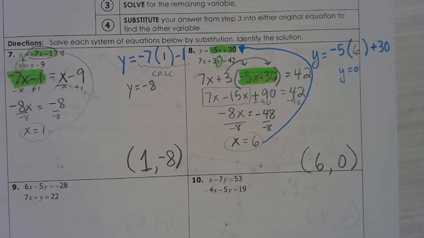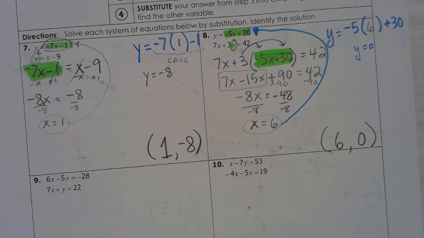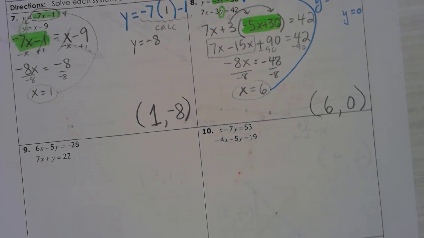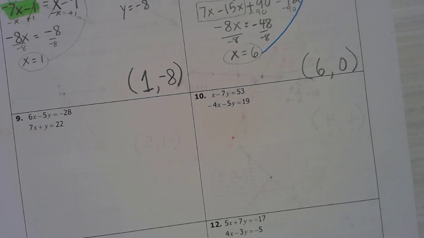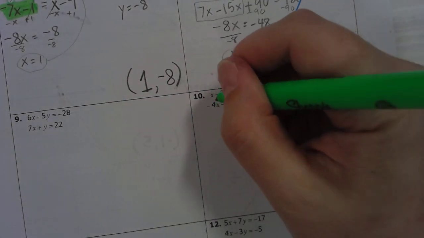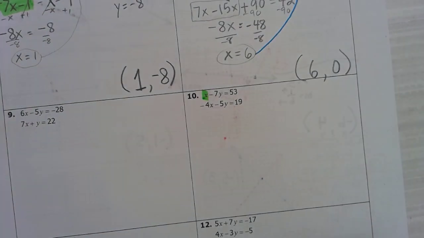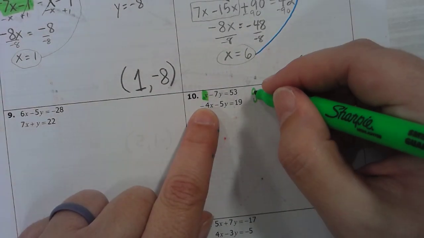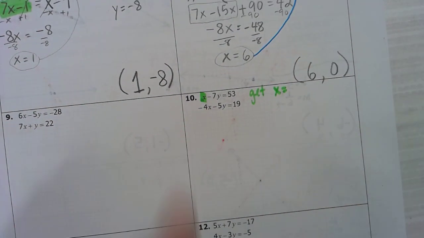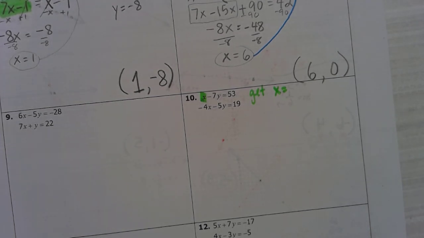So what about number 10? Do you see a variable by itself? Yep. Do you see the x? Is it all by itself yet? No. Okay. So I'm going to take this equation and I want to get x by itself. So I'm going to move whatever else is over there to the other side. And so when we do that, what's that going to be?